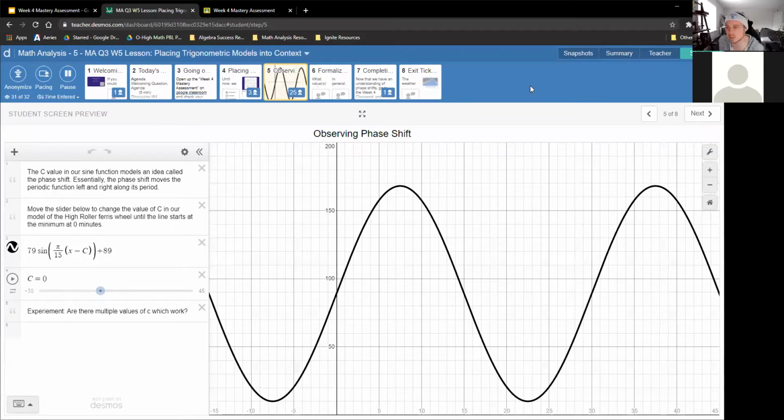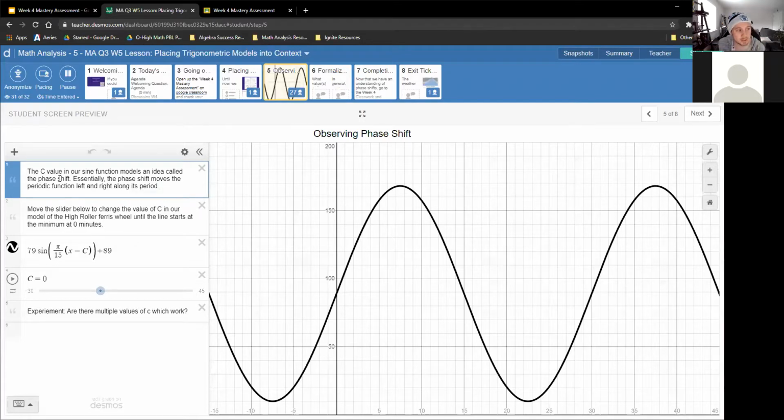Okay, so guys, we're on slide 5. Check it out. This is the graph of our function that we had previously made, right? And it still has the C in here, right, guys? So let's see what this says. It says the C value in our sine function models an idea called the phase shift. That's what today's all about, phase shift. Essentially, the phase shift moves our periodic function left and right along the period.